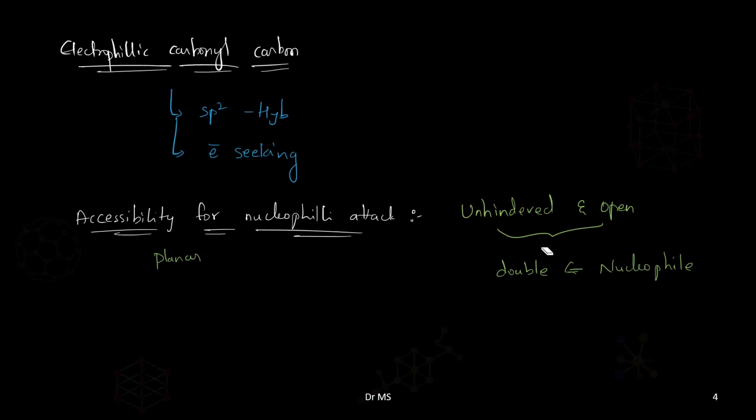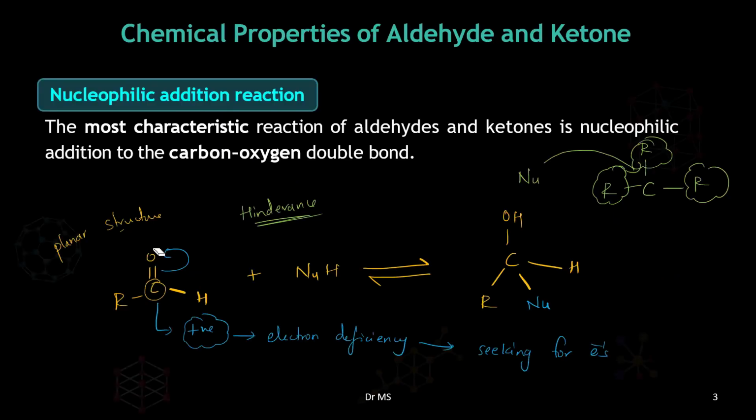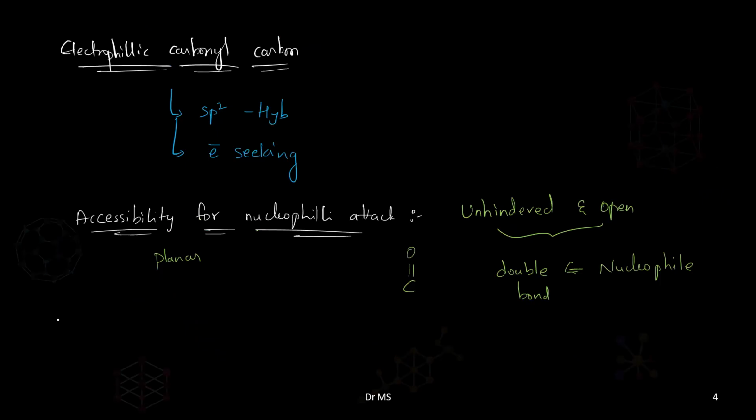So this is unhindered and open. Because of this, the double bond can easily be attacked by the nucleophile. Understood? So it is very easy for the nucleophile to approach and react with the carbonyl group. So those are the two things you need to consider for this reaction to happen. Apart from that, you should also look at the oxygen. So what do we need to know about the oxygen? Because the carbon is attached to oxygen with a double bond, there should be electronegativity of the oxygen.